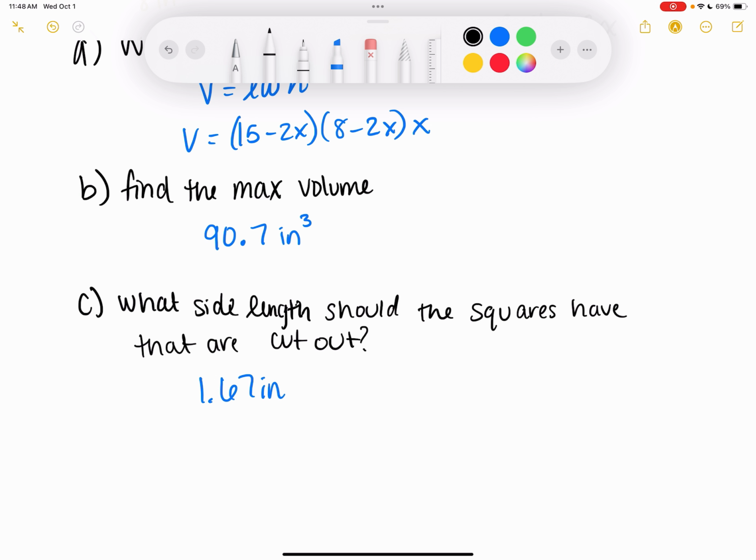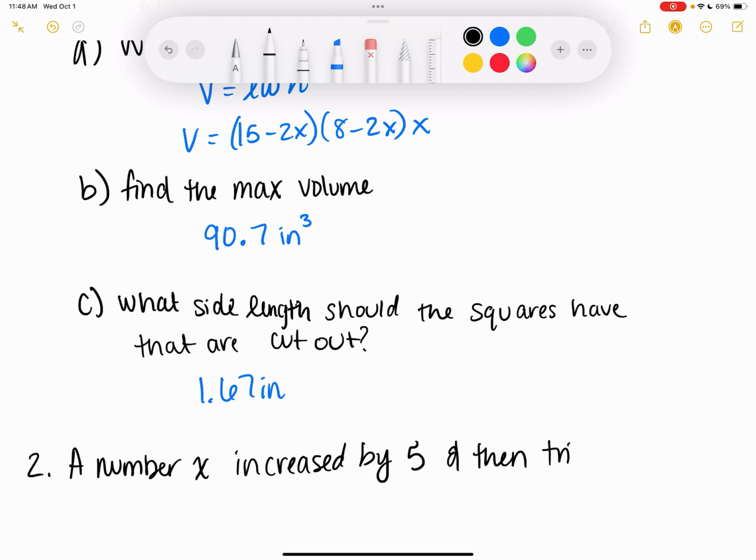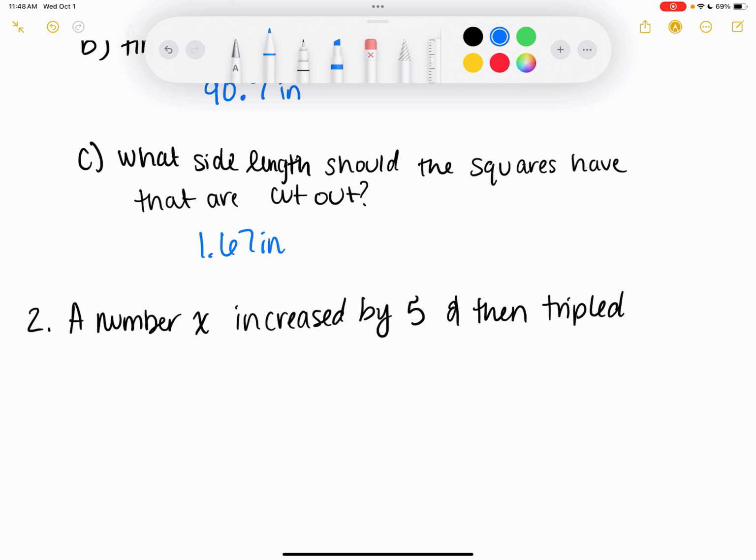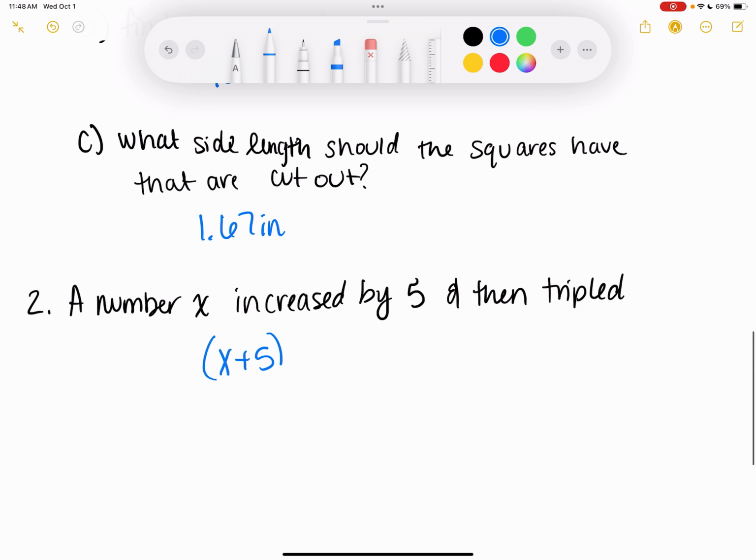Okay. Write a mathematical expression for the quantity described verbally. So number 2, a number x increased by 5 and then tripled. So I'm trying to write an equation that meets this criteria. So a number x increased by 5, what does that imply? X plus 5. And then it says then tripled. What does that mean? Take everything and multiply it by 3.